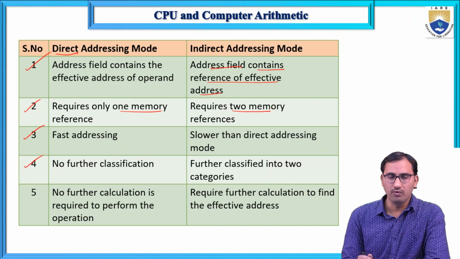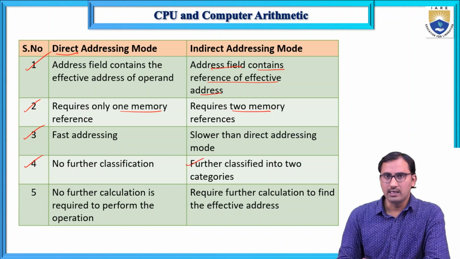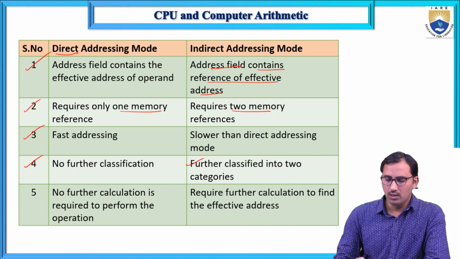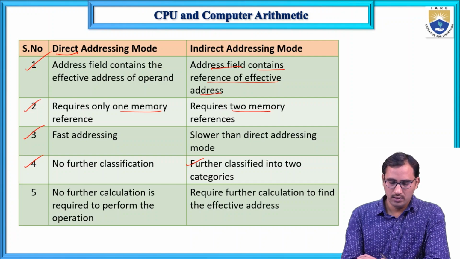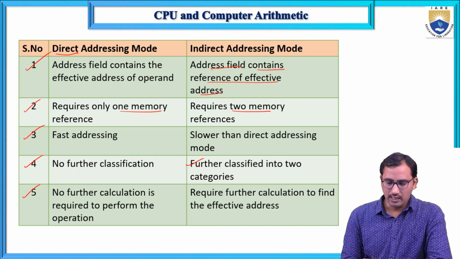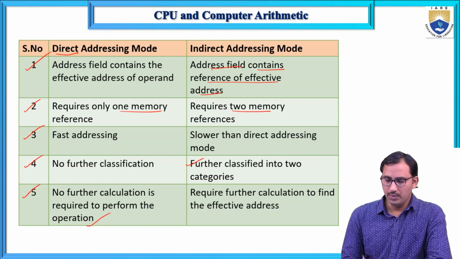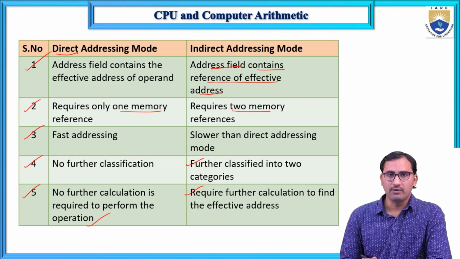And here, there is no further classification. So the direct addressing modes have no further classification. But the indirect addressing mode is classified again into two types, that are register indirect addressing mode and indirect addressing mode. And the fifth one: no further calculation is required to get the operand in direct addressing. But in the indirect addressing mode, it requires some calculation to get the address of the operand.